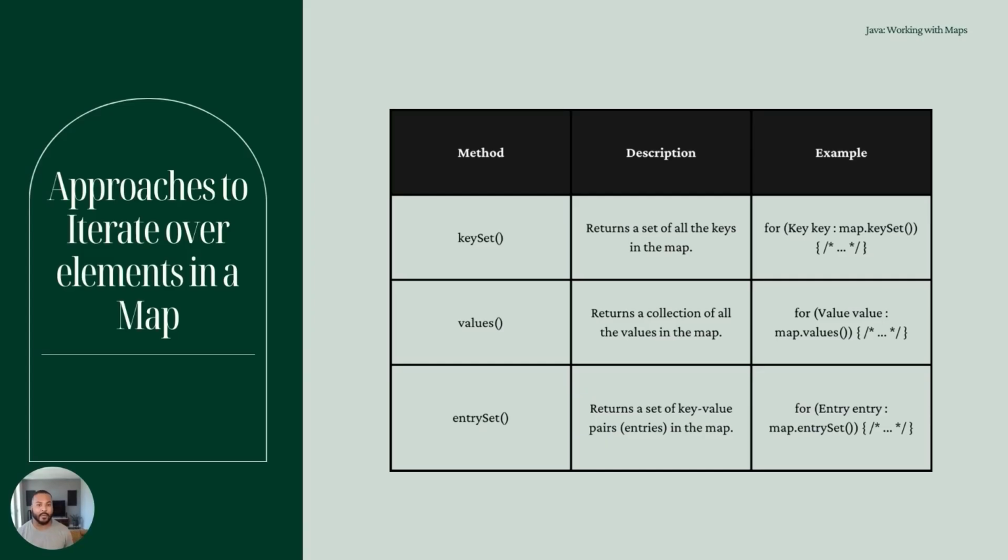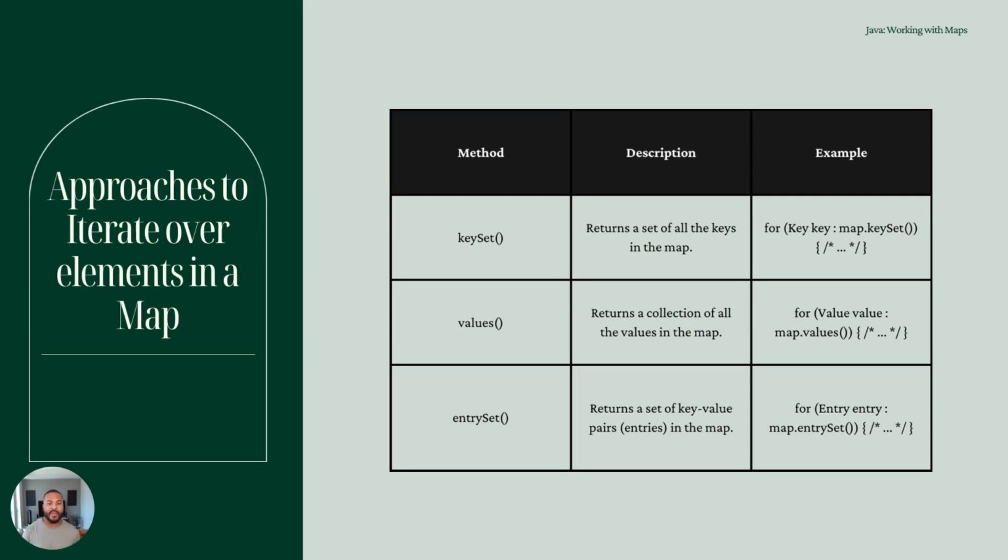Let's discuss different approaches to iterate over elements in a map, including using the key set, values, and entry set methods. So efficiently iterating over elements within a map is a common requirement in Java programming. In this slide, we will explore 3 distinct approaches utilizing the 3 methods shown on this slide, each offering unique advantages and considerations for traversing through map elements.